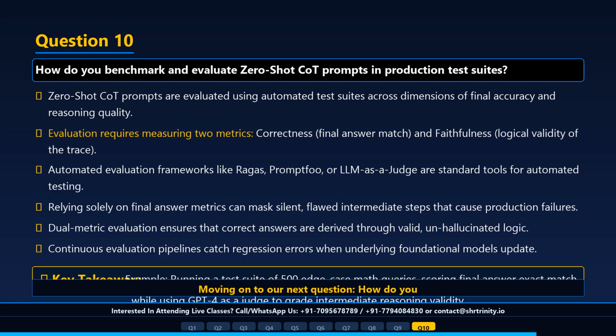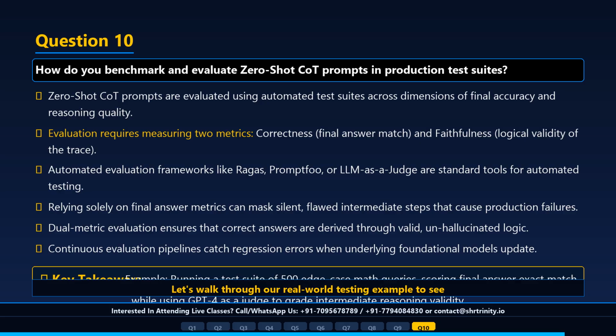Question 10. How do you benchmark and evaluate zero-shot CoT prompts in production test suites? Zero-shot CoT prompts are evaluated using automated test suites that measure both final answer accuracy and reasoning trace quality across benchmark datasets using tools like RAGAs, PromptFoo, or LLM as a judge. Evaluating CoT requires checking two dimensions: correctness, did it get the right final answer, and faithfulness, did the intermediate reasoning trace logically lead to that answer without hallucinations?